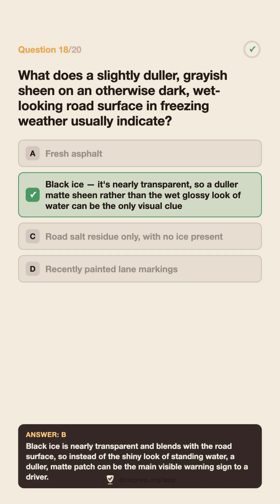The correct answer is B. Black ice is nearly transparent and blends with the road surface, so instead of the shiny look of standing water, a duller, matte patch can be the main visible warning sign to a driver.